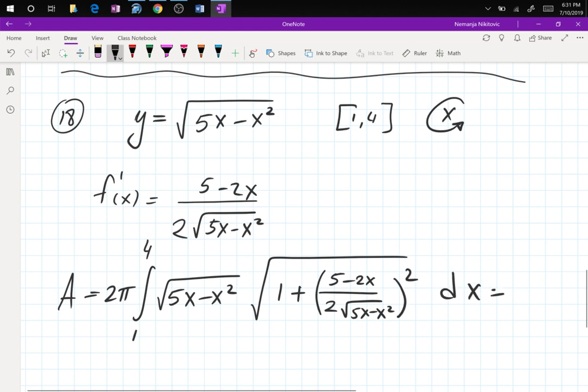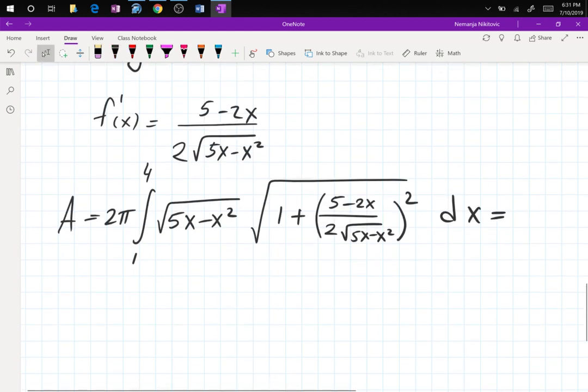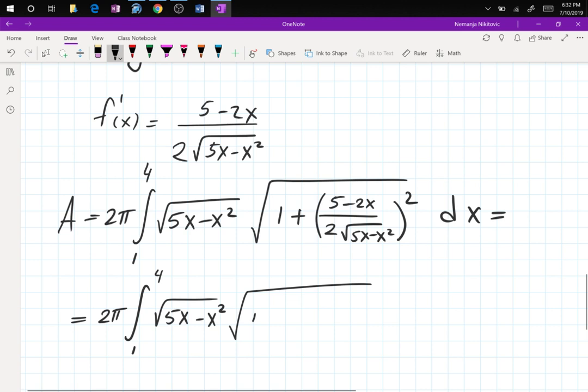And then dx at the end. Clearly, we have to clear out a lot of algebra, and then we can work the problem out. So 2 pi integral 1 to 4 square root of 5x minus x squared, and then we have 1 plus 5 minus 2x squared divided by 4 times 5x minus x squared, dx.